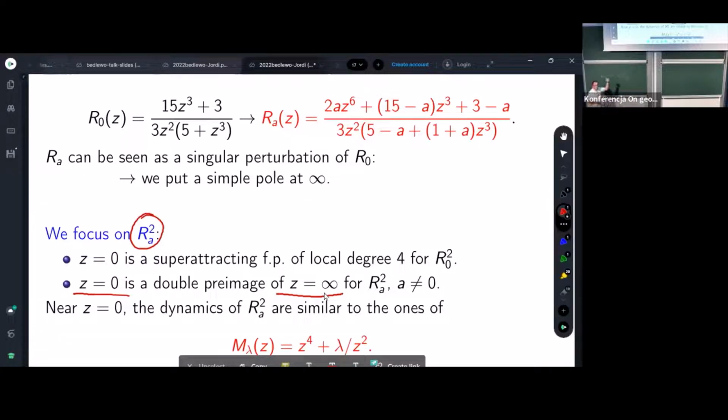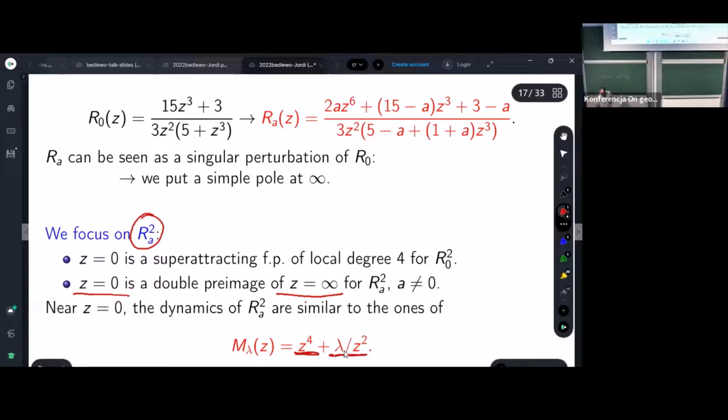Before perturbation, we had local degree 4, so we had z to the power of 4. After perturbation, we have a double pole at 0. So locally, near 0, our map looks like z to the power of 4 plus lambda over z squared. Before perturbation, we have z to the power of 4. After perturbation, we have lambda over z squared. And that's what we actually want to justify.